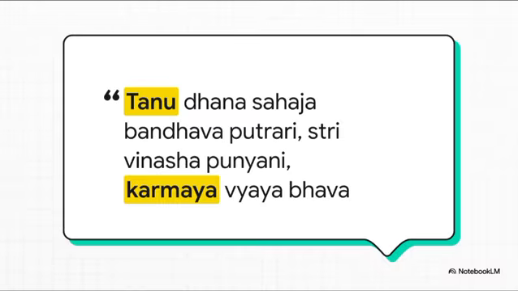Translated into simple Hindi, it gives us the exact sequence directly. Tanu yani sharir, dhan yani sampatti, sahaj yani bhai behan, putra yani santan, ari yani shatru, stri yani jivan sathi, vinash yani mrityu, punya yani dharm, karma yani karya, ay yani amdani, aur vyaya yani kharch. The ancient sages essentially compressed massive databases of knowledge into this one easily memorized verse.